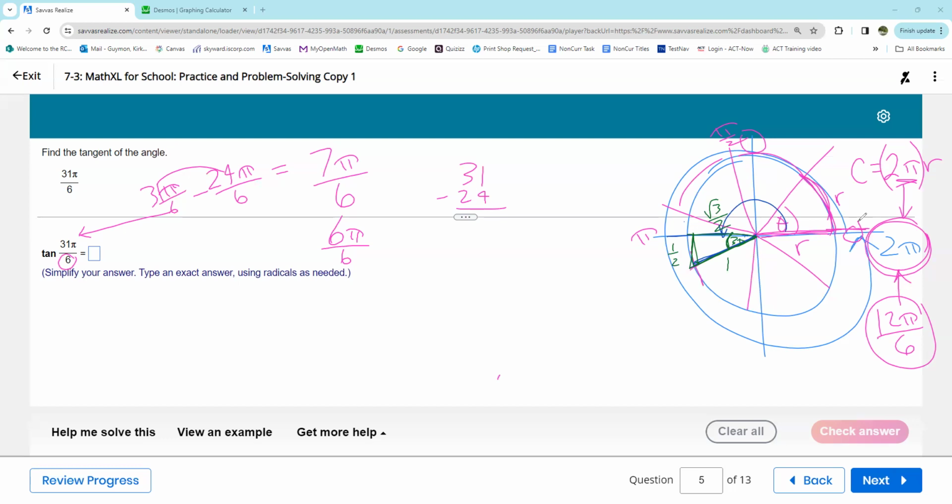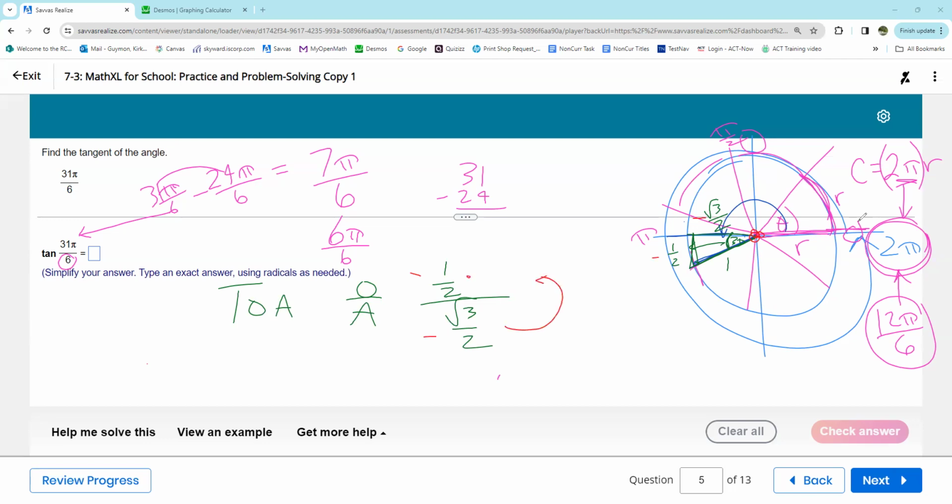And they're looking for tangent. So tangent, TOA. Remember, TOA, opposite over adjacent. So the opposite side from that 30-degree angle is the 1/2, and the adjacent side is the square root of 3 over 2. Here we went left, so that's negative, and we went down, that's negative. So it's negative over negative, so it will be a positive.